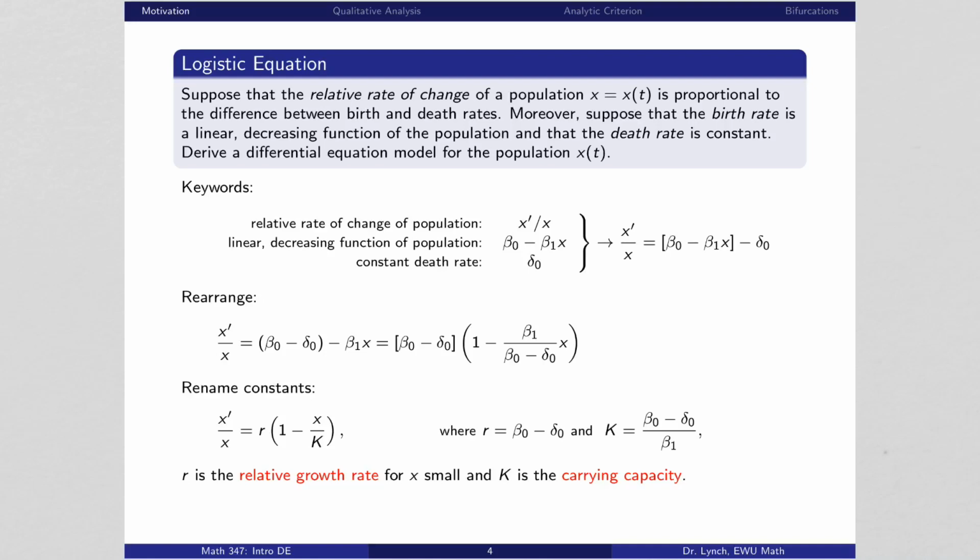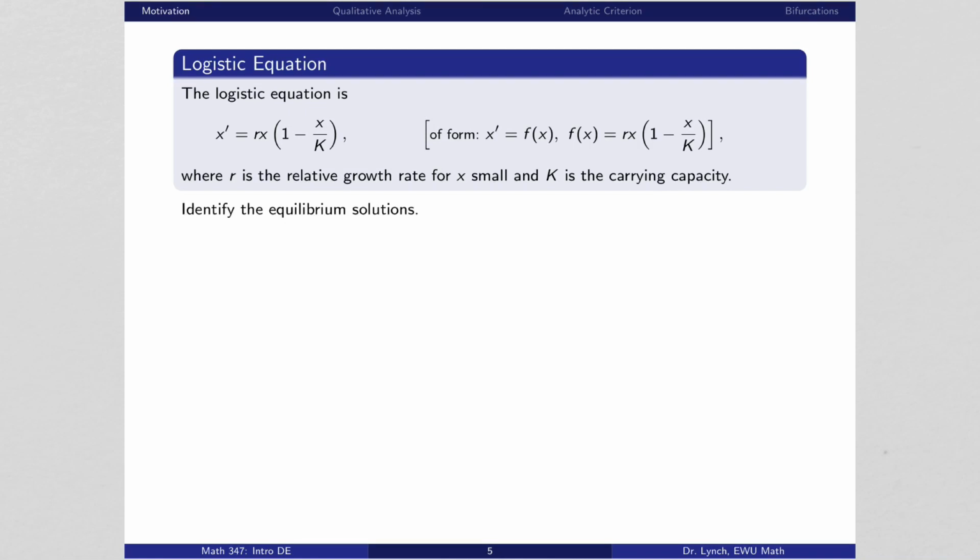If you have a look at units, it turns out that beta naught and delta naught both have units per time, whereas the constant k has units of population. Again, r is the relative growth rate for x small, and k is called the carrying capacity. We'll see why it's called that in a minute. Okay, so here is our logistic equation, just moving the x in the denominator on the left-hand side to the right-hand side. We have x prime equals r x times the quantity 1 minus x over k.